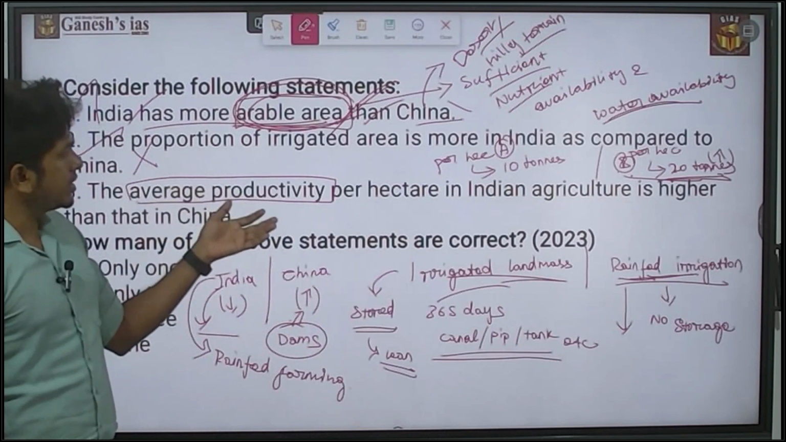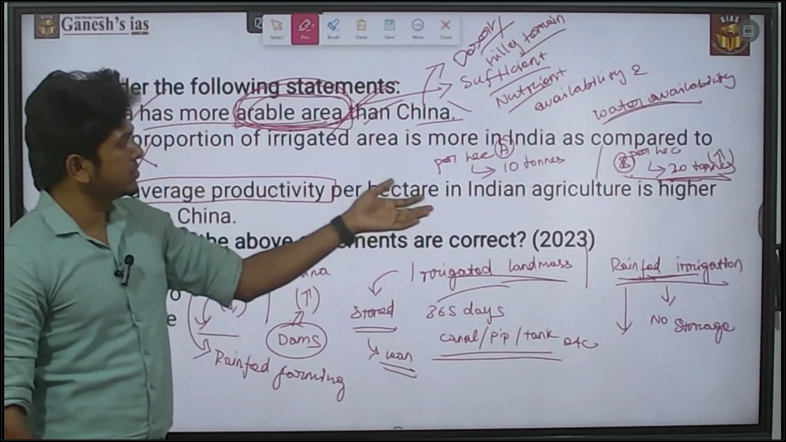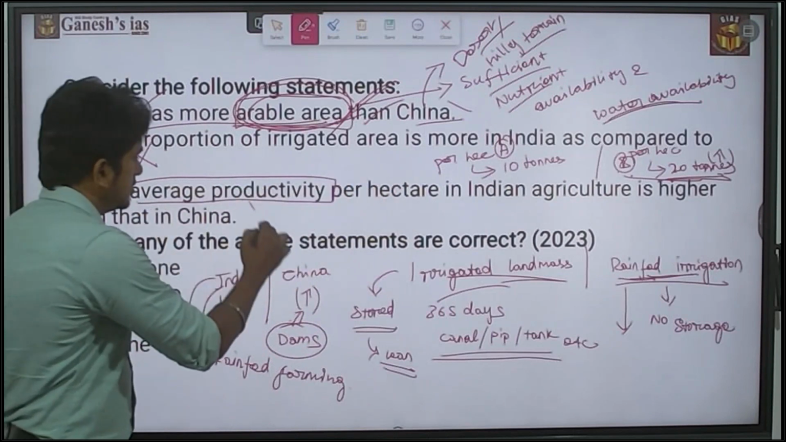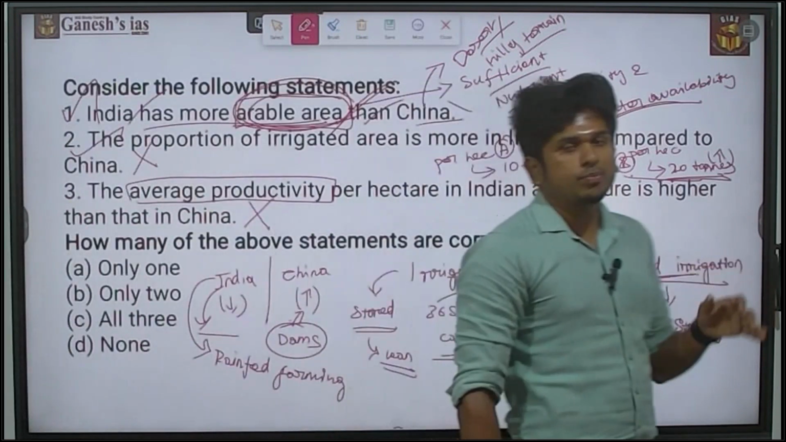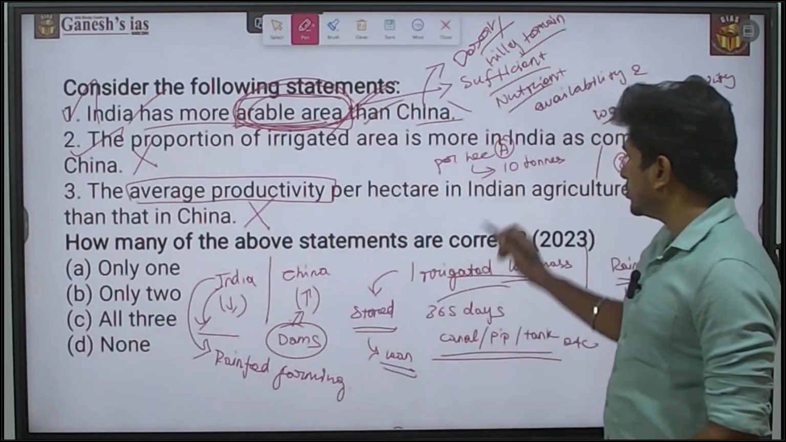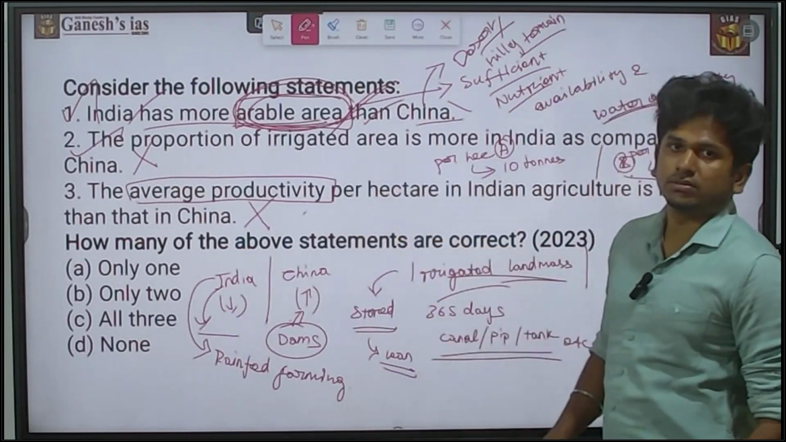The average productivity per hectare in Indian agriculture is higher than China. This is also false. The productivity is higher for China when compared to India. So this statement is also wrong.